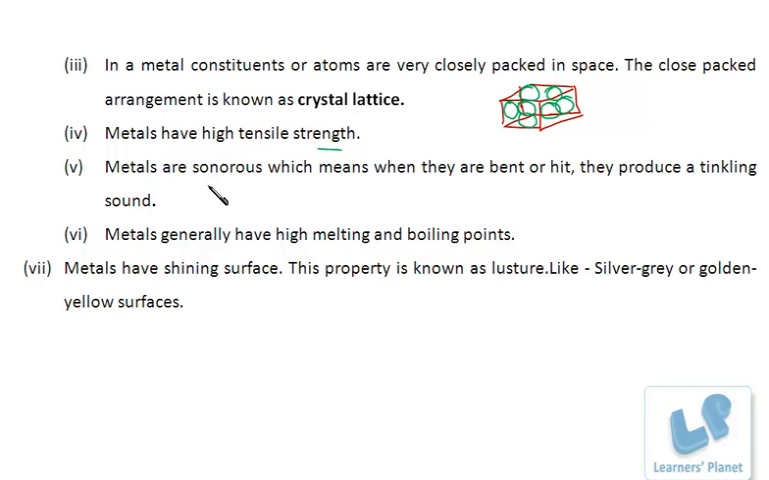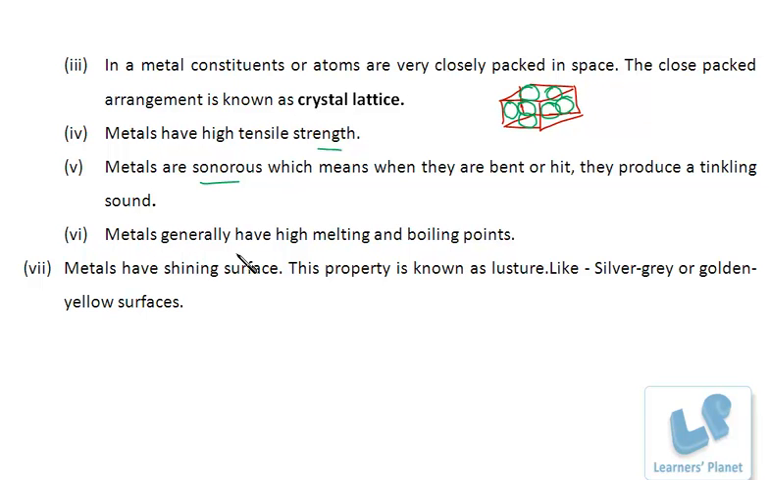Now metals are sonorous, which means when they are bent or hit, they produce a tinkling sound. You can hit any metal, say the metal bowl or the bell in the temple or anything, any metal. It produces a long tinkling sound. So that is called as sonorous.